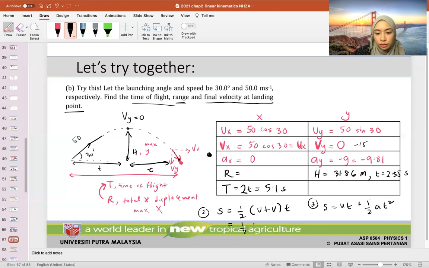So 1/2 (U plus V)T, where U is 50 cosine 30. Basically this is the same thing sebab V dengan U sama for X component. Times T, tambah 50 cosine 30. And the time we already know from our prediction tadi, kind of shortcut, 5.1. Okay, can someone calculate this for me?